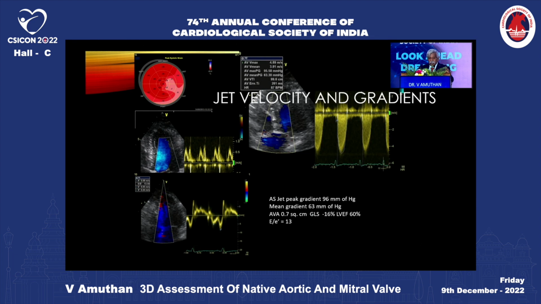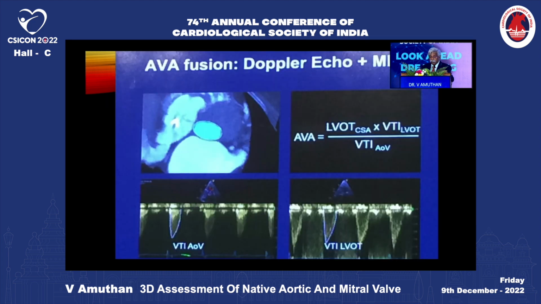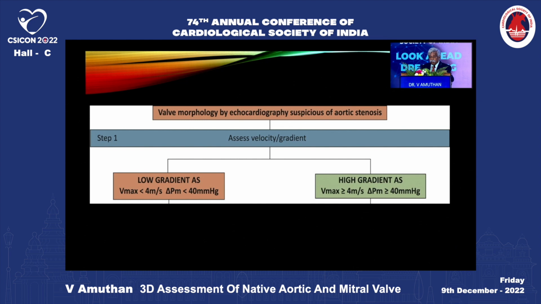Here the peak gradient is 96 and mean gradient 63. So straight away the patient has an indication for TAVR or surgical replacement. Very easy for these patients. This is fusion with the other techniques. These are the two different ways of assessment of the aortic stenosis. One is the high gradient. It's very easy. You have the classical data to submit the patient for TAVR or SAVR.